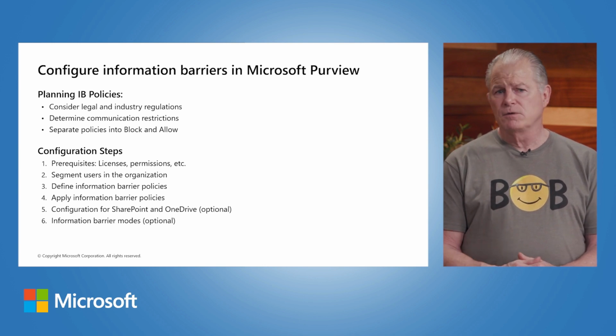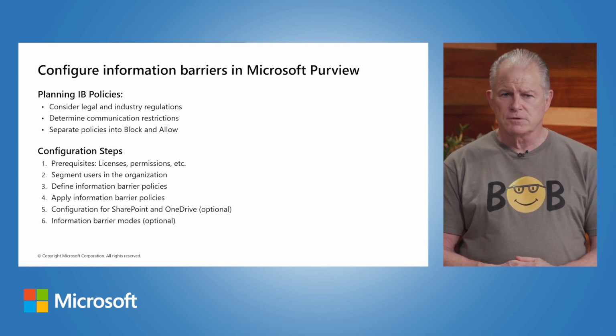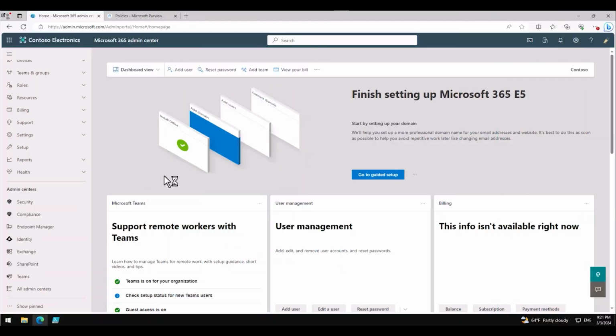I'm going to jump out and do a demonstration of this and see what the impact is using M365, specifically around Copilot for M365. So let's go to that demonstration. To configure information barriers from the Microsoft 365 admin portal, select Compliance.